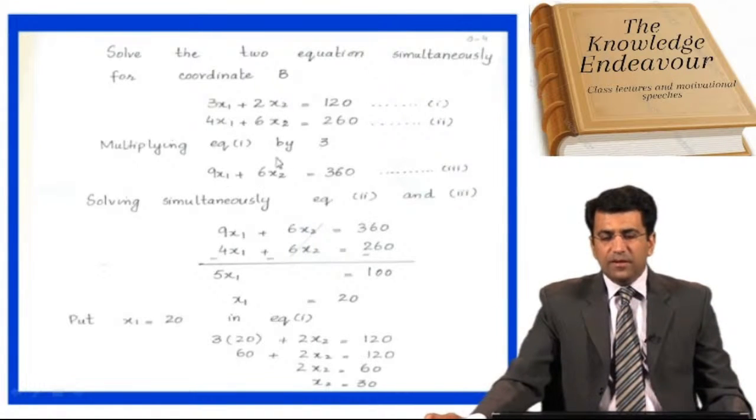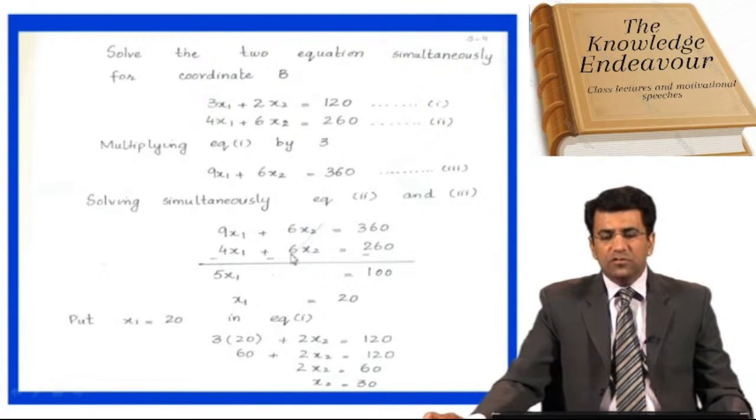So after multiplying equation 1 by 3, we get the equation as 9x1 plus 6x2 is equal to 360. Again, when we multiply any equation by a particular constant number, it should be applied on both sides of that equation. So the next step is we will subtract these equations. This is the first equation after multiplication by that constant number 3, and this is our second equation, and we will subtract it. When we subtract it, the sign of this equation will be changed.